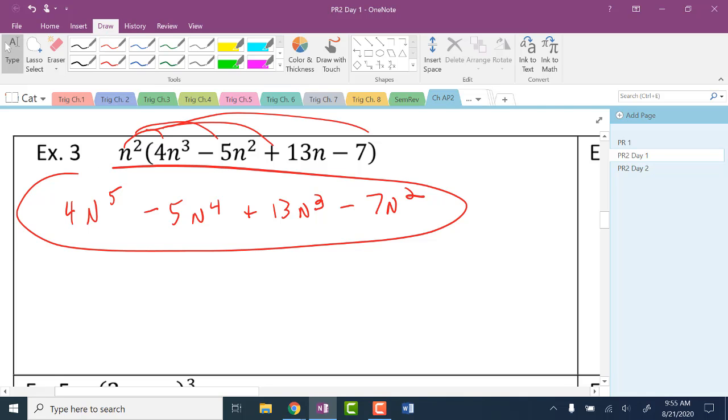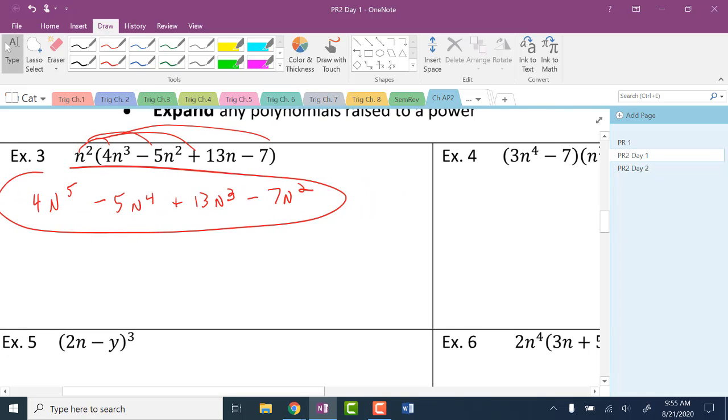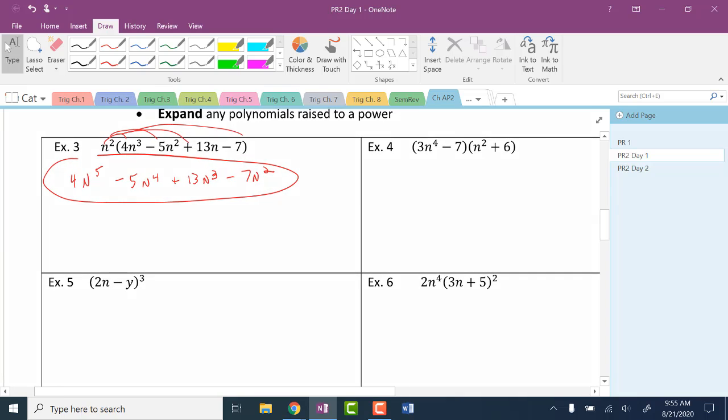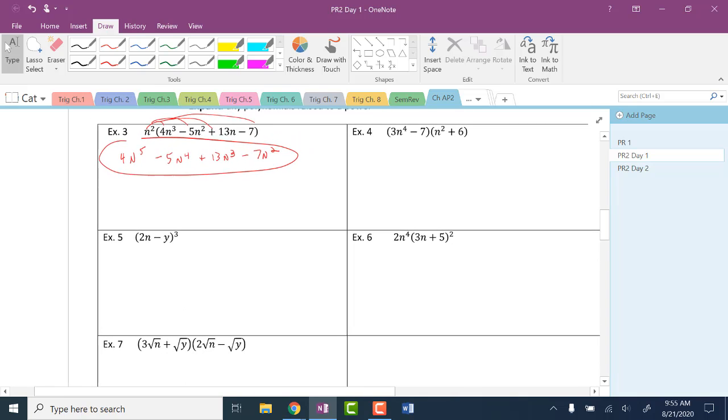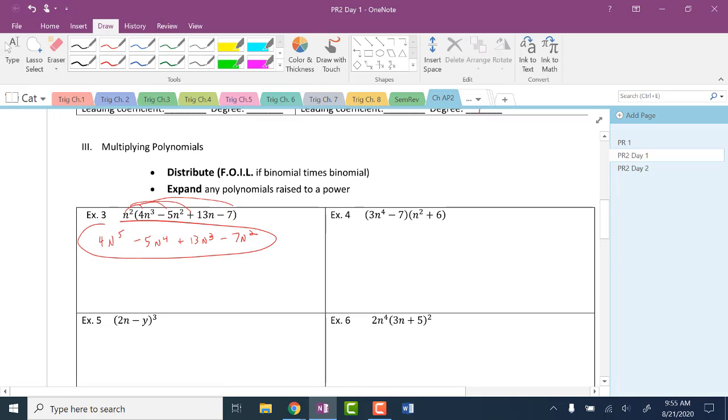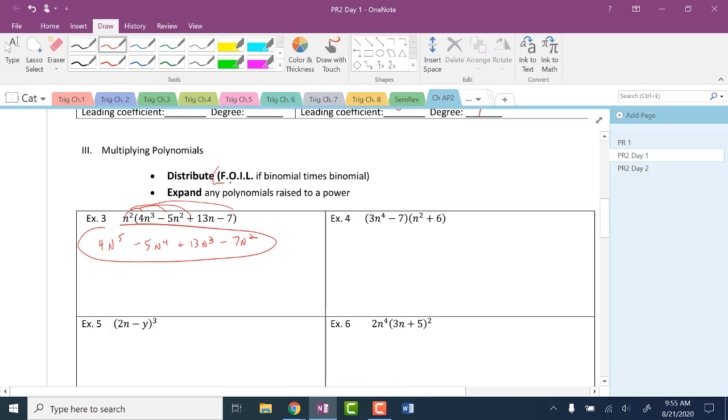By the way, I do want to do this. Get ready to flip your page here. This whole side is multiplying. So you have distribution. I put the 4-letter F word, FOIL.